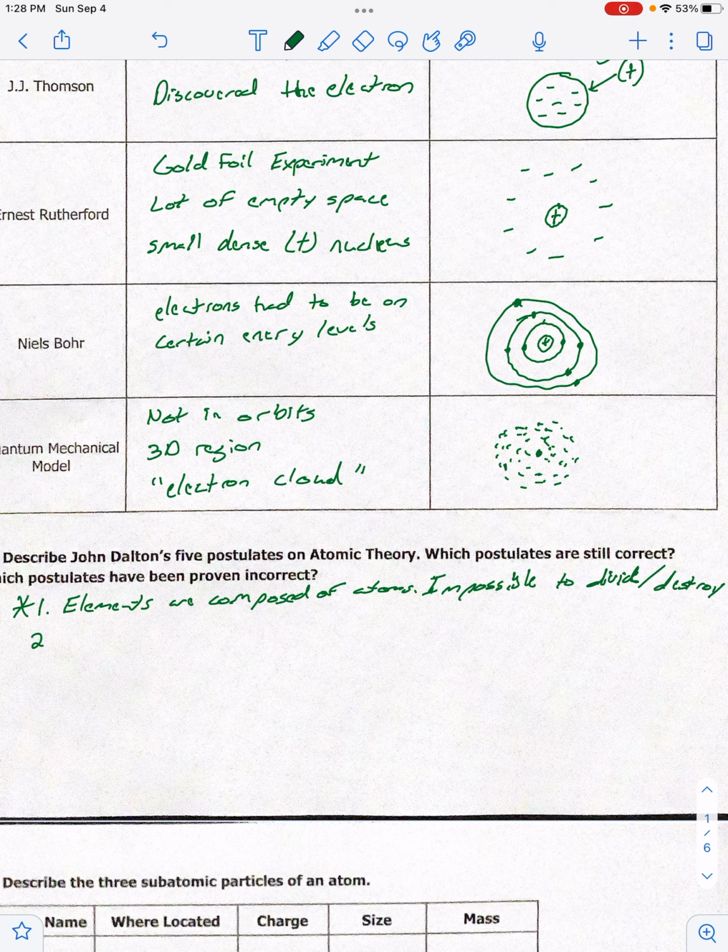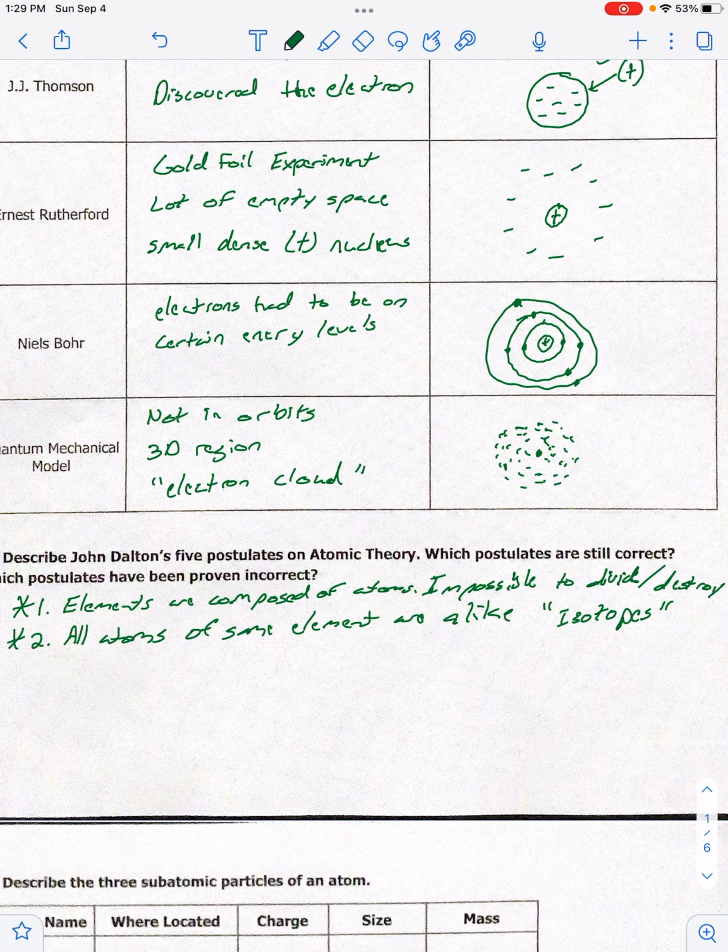Okay, then number 2, he said that all atoms of the same element are alike. So he basically thought that all oxygen atoms were exactly the same. Now I'm going to put a star by that one because we know that one's not true, because we'll get into that more here in just a second. Remember, those are called isotopes. Isotopes are atoms that have the same number of protons, same number of electrons, but it's the neutrons that make them different. They have a different mass number. That's what an isotope is. Okay, so that one has been disproven.